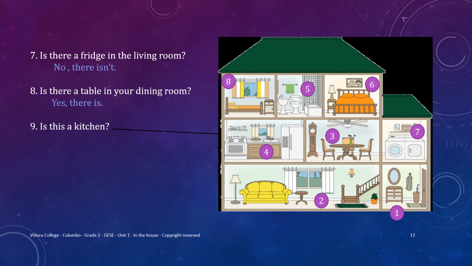Question number 9. Is this a kitchen? In this question, we are pointing into a room and we are asking about its name. Is this a kitchen? Yes, it is. Because the arrow is pointed at the kitchen. So the answer should be, yes, it is.